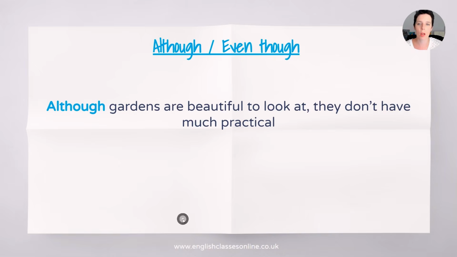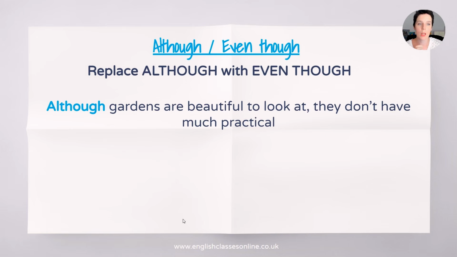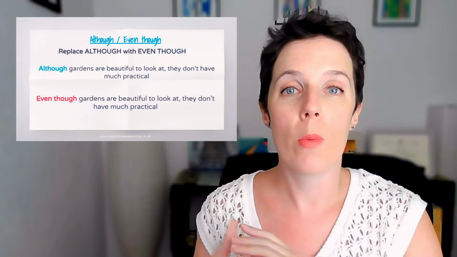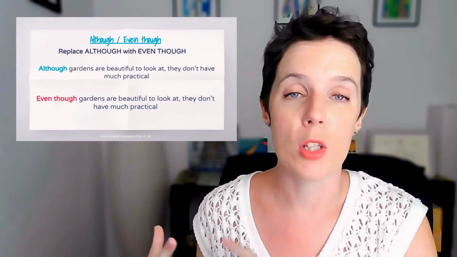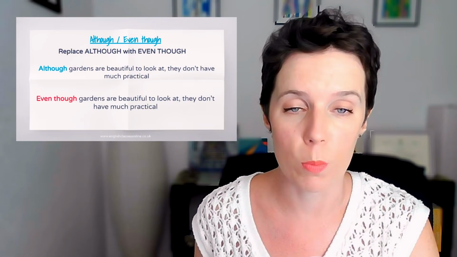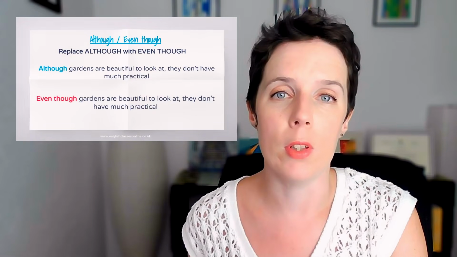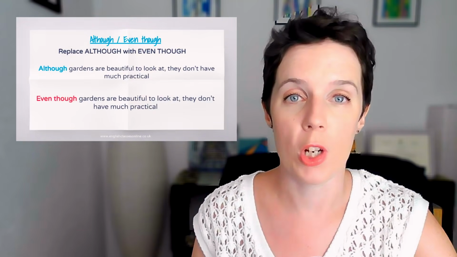also remember that you can use even though in place of although. Just like you can use in spite of in place of despite, we can use even though in place of although. Even though gardens are beautiful to look at, although gardens are beautiful to look at. So, although and even though are interchangeable, despite and in spite of are interchangeable. Despite and in spite of take ing, although and even though take a subject, verb, object.